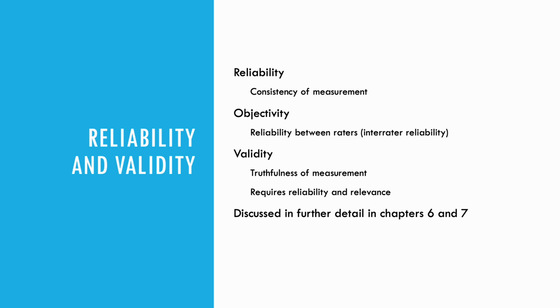The instrument that we use to assess range of motion is something called a goniometer. Validity is looking at, is the test measuring what it's supposed to measure? So if we use that range of motion example, is the goniometer actually measuring range of motion? We also have objectivity, which is reliability between raters. We'll discuss more about this in future chapters.